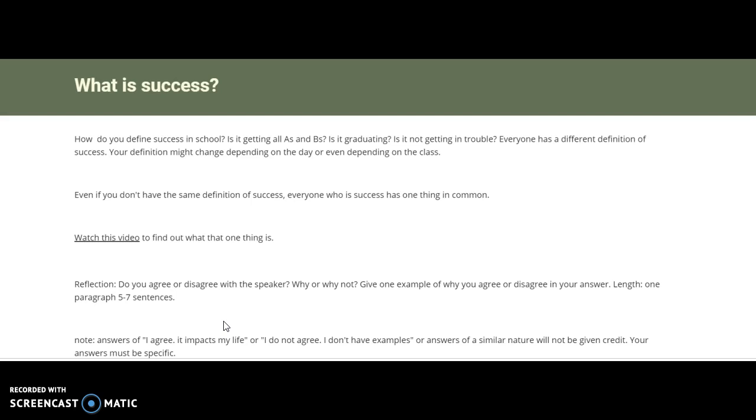So this gives the students a chance to think about what they're learning. I tell them all the time, there's no right or wrong answer unless you don't answer. Not answering, or saying "I agree," "it impacts my life," or "I don't agree, I don't have examples," or "IDK": these are the only ways that you can really get these reflection questions wrong.